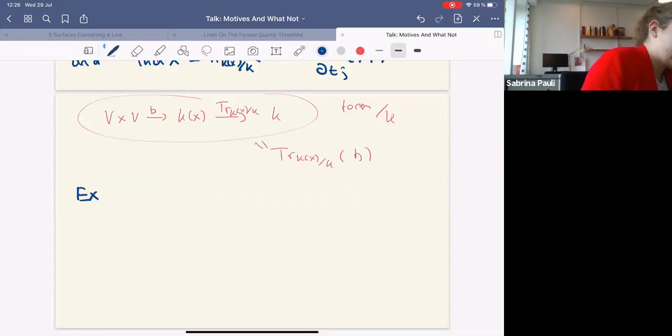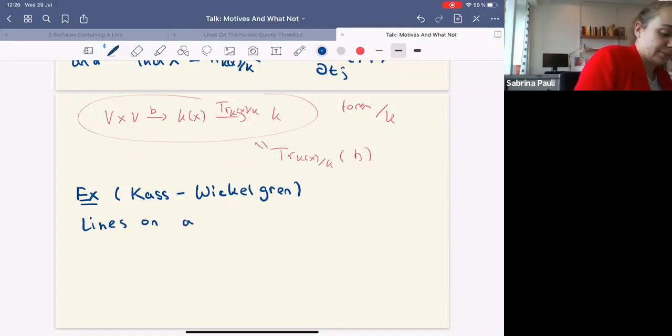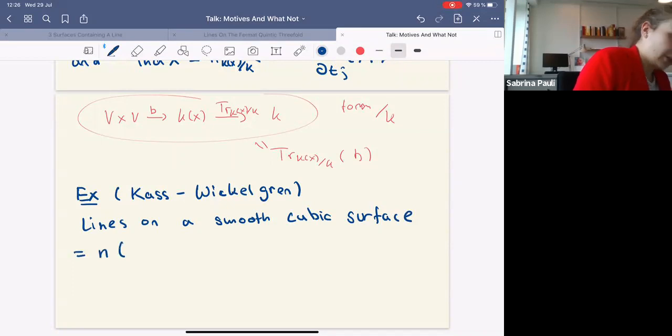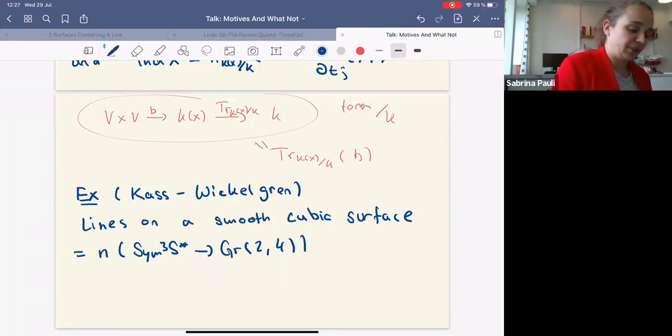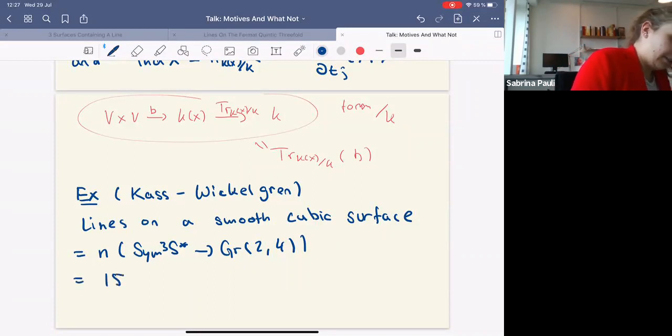And as an example, what Jesse Kass and Kirsten Wickelgren had in mind when they defined this was to compute a count of lines on a cubic surface valued in Grothendieck-Witt of k. And this can be computed as the Euler number of Sym^3 of S dual. This is the tautological bundle on the Grassmannian of lines in P^3. Also, this might become clearer later in the example of quintic threefolds. This has a kind of canonical relative orientation, so I don't put the row in here. And they compute this to be 15 times <1> plus 12 times <-1> in Grothendieck-Witt of k.